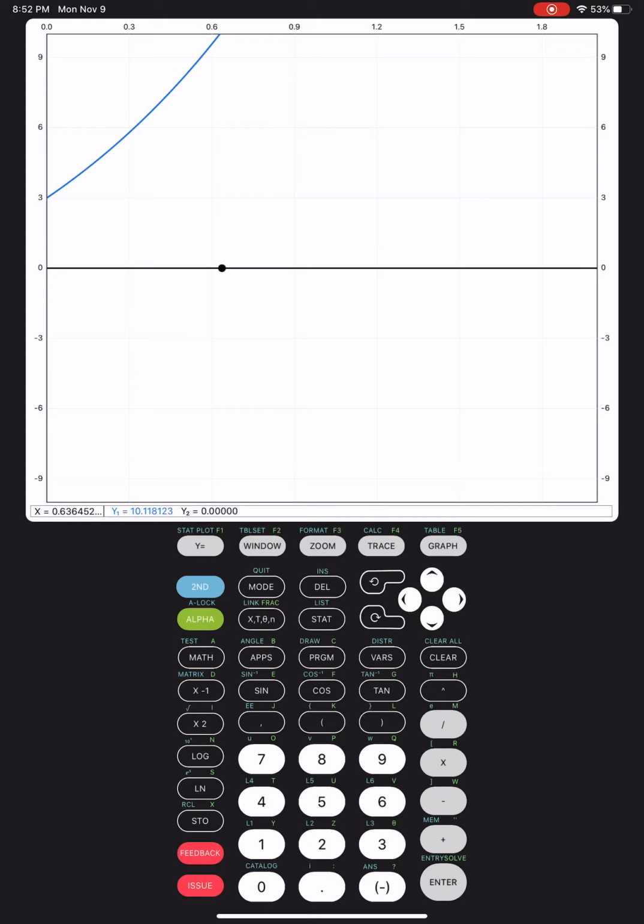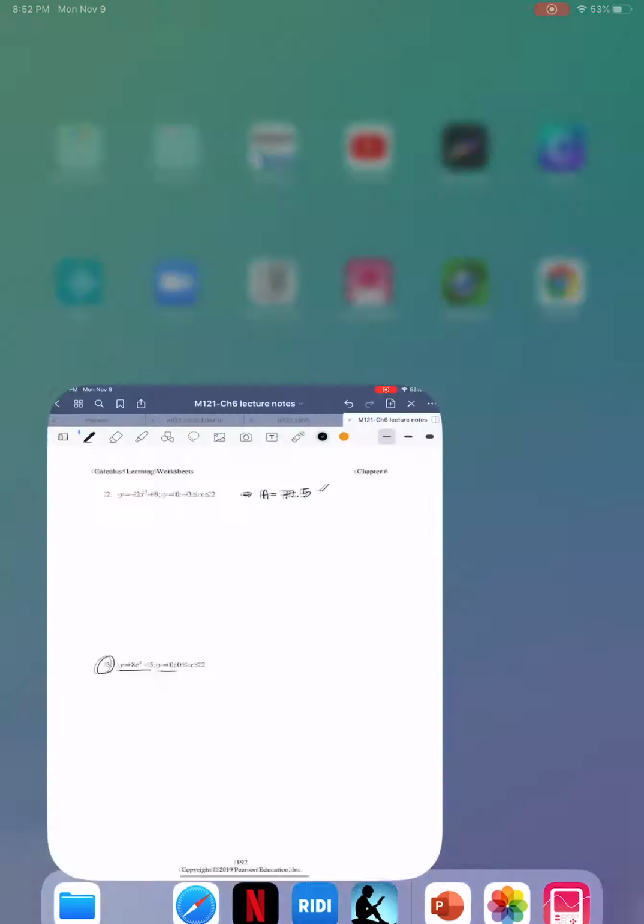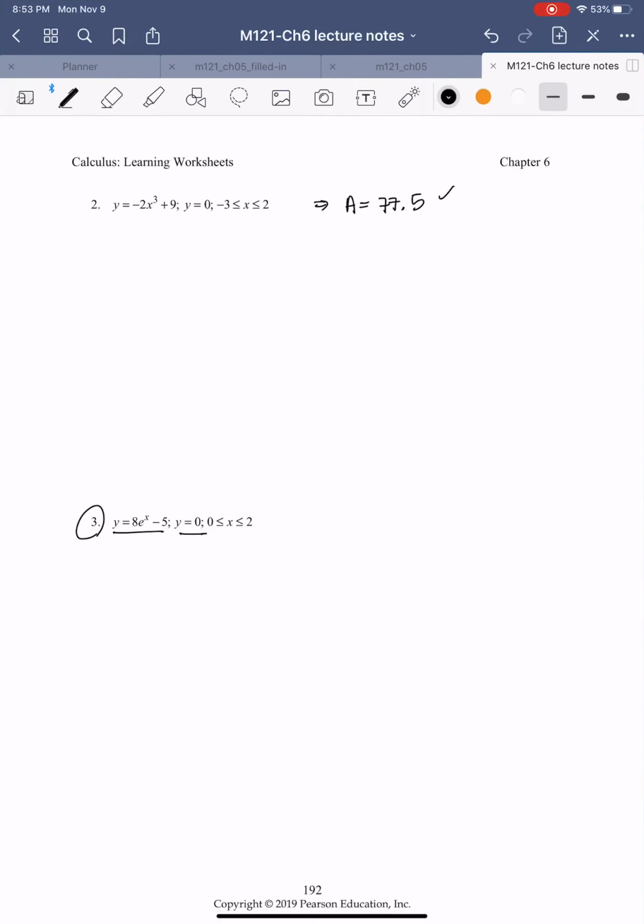Oh, this is nice. Why? You have just a single curve. The blue one will always be on top all the way up to 2, right? All the way up to 2. It's only the blue one always on top and then the black one on the bottom. So very simple, no intersection. So that's a very simple one. My area will be, remember, this was the top curve and this was the bottom one. It's going to be the integral from 0 to 2 of 8e raised to the x power minus 5 minus 0 dx.